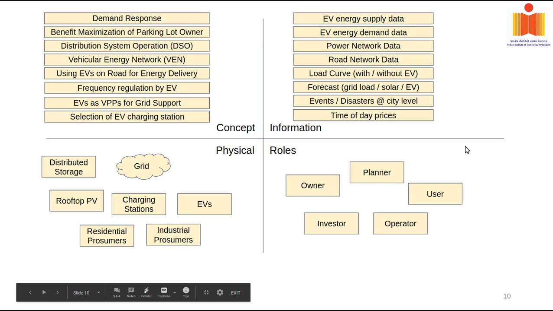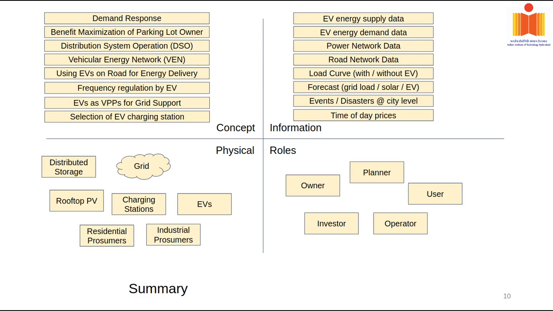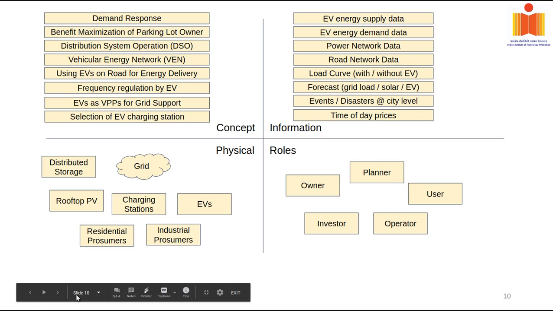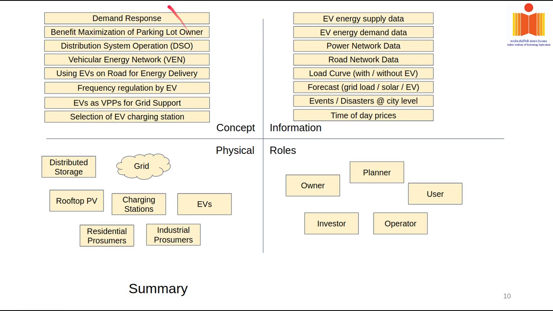In this slide, I would once again summarize whatever we have done before. On the top left, you can find demand response, benefit maximization, and the concepts we just discussed. On the right side is the information. To implement any of these concepts, for example demand response, you would like to know the load curve, what the forecast is, when the peak power is coming, and things like that. So this information is required to implement this particular concept.